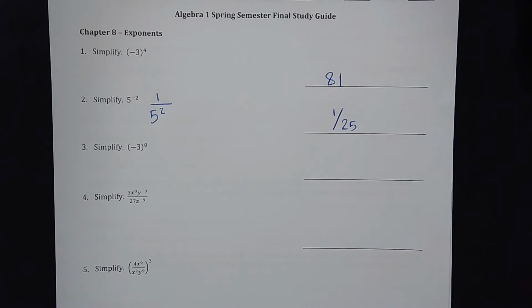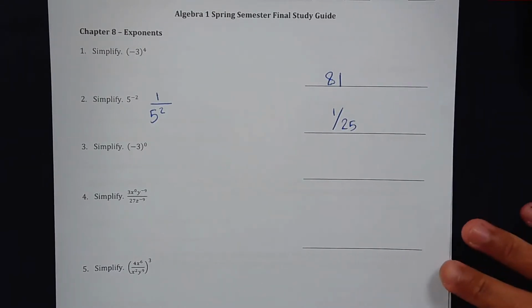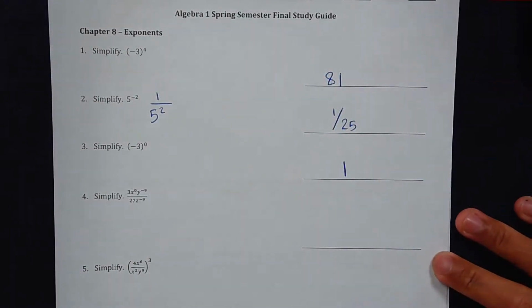All right, simplify -3 raised to the 0 power. Remember, any number raised to the 0 power, that's just going to be 1. Nice and simple.